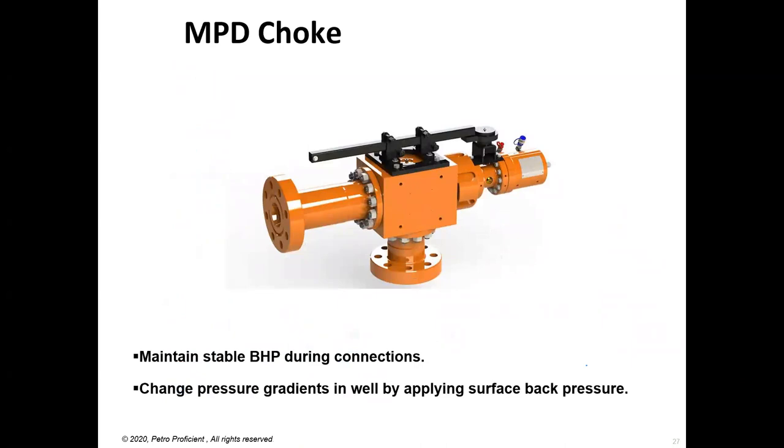Now, this is basically just an image of an MPD choke. So here you have your position indicator. As the choke moves in and out, the position indicator sends a signal. Basically, you get your hydraulic signal to the choke from here, and the choke moves in and out. So by moving in and out, it maintains your bottom hole pressure constant.